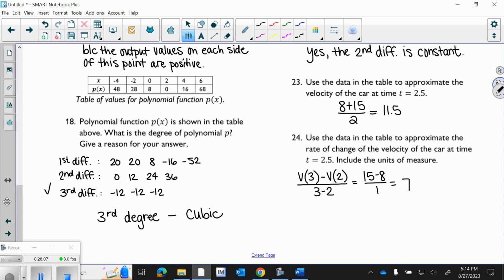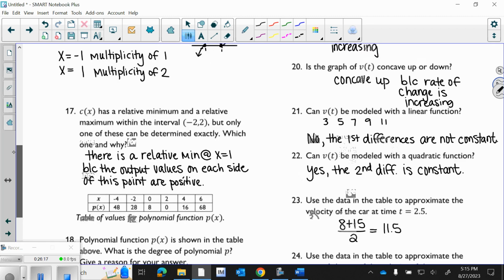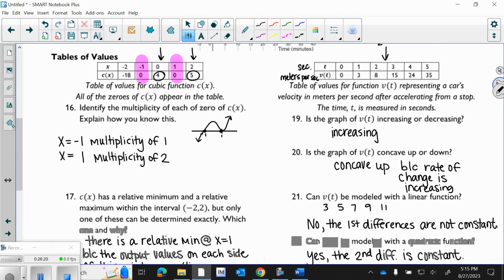Now they've asked me to include the units of measure. Since I am doing average rate of change, I need to make sure that I am doing the output per the input. So my unit of measure should be meters per second per second.